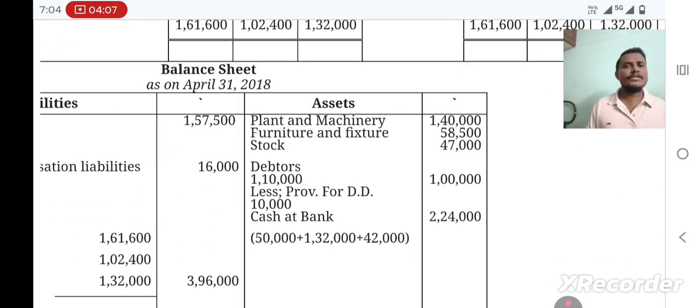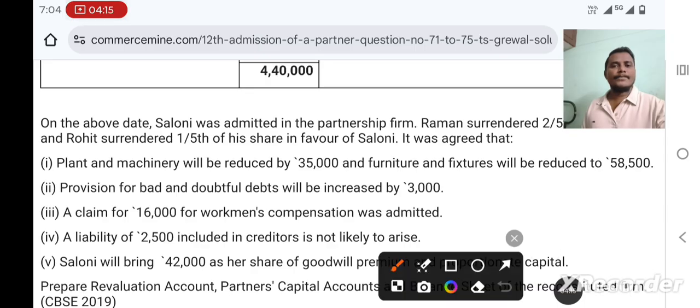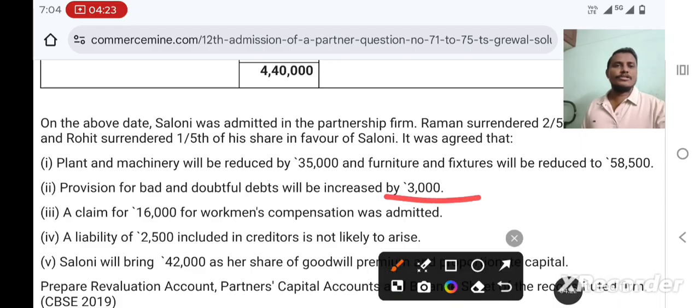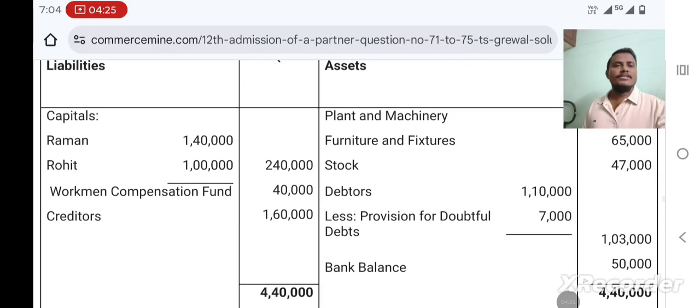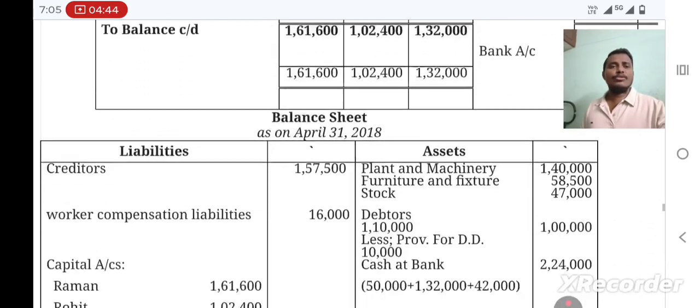Stock 47,000. Debtors less PDD. Here PDD also having some adjustments. So I'll show what is that. Provision for doubtful debts increased by 3,000. So old provision, if you check, 7,000. So debtors 1,10,000 minus 10,000. Now you have to minus in the new balance sheet. The balance sheet which you are preparing is the new balance sheet. In that balance sheet you have to deduct 10,000. So 1,10,000 minus 10,000 will give you 1 lakh. So that should be the debtors amount.